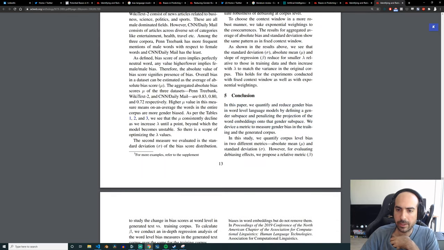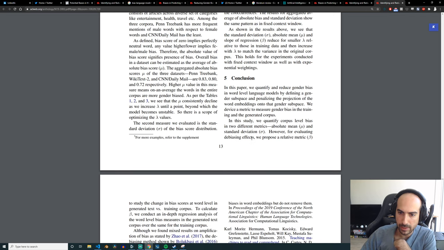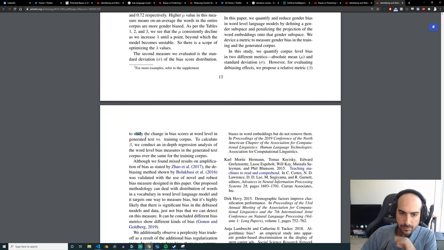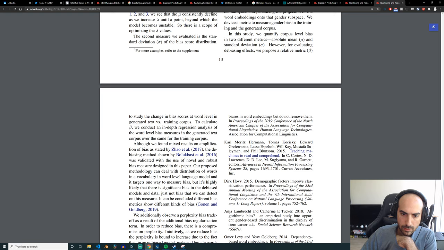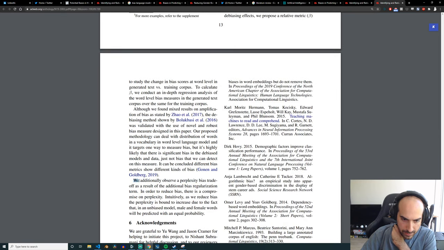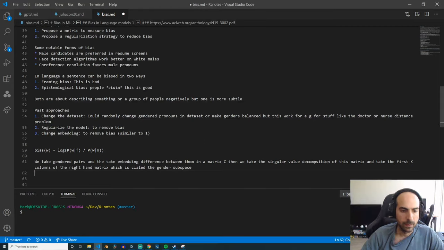All right, so let's see. In this paper, we quantify and reduce gender bias in word-level language models by defining a gender subspace and penalizing the projection of the word embeddings onto that gender subspace. We devise a metric to measure gender bias in the training and generated corpus, and we study corpus-level bias in two metrics, absolute mean and standard deviation. We additionally observe a perplexity trade-off. Oh, I see. So then the caveat of this work is this.